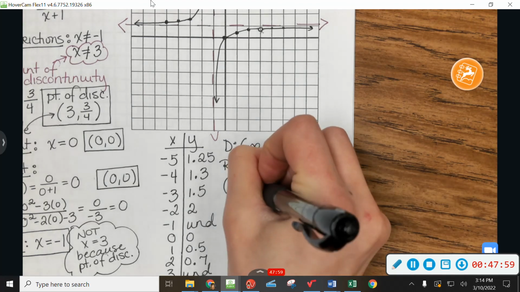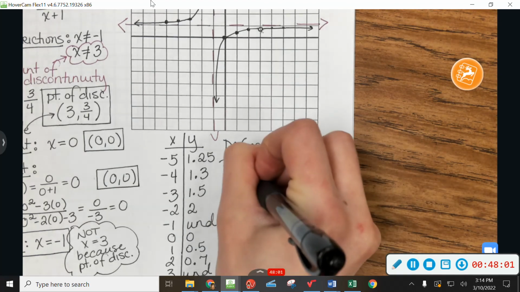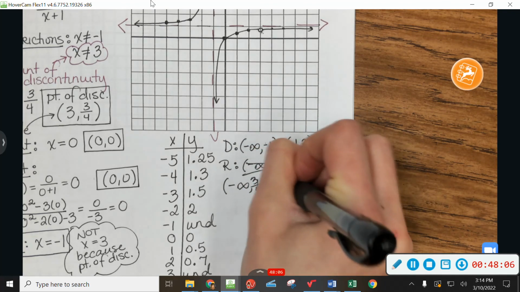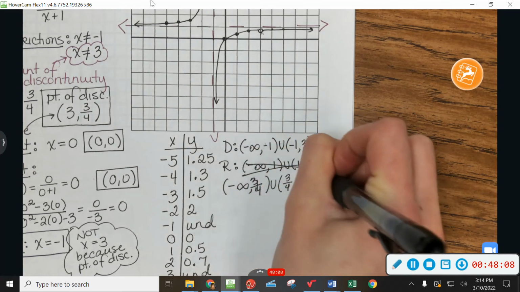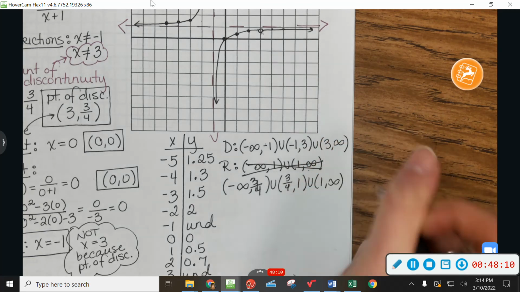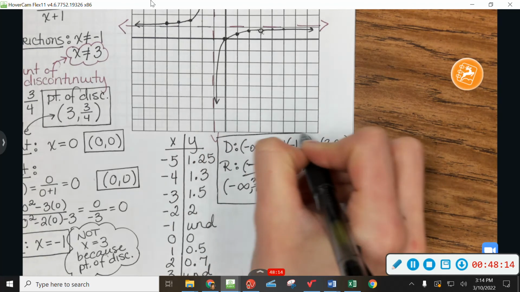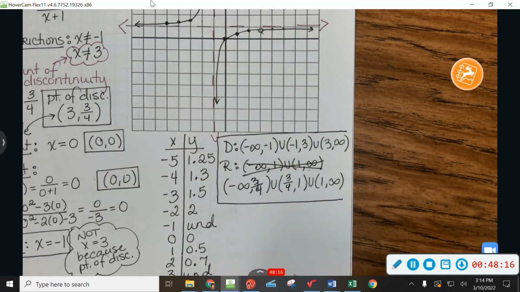So I'm going from 3/4 to 1, 1 to infinity. Okay?